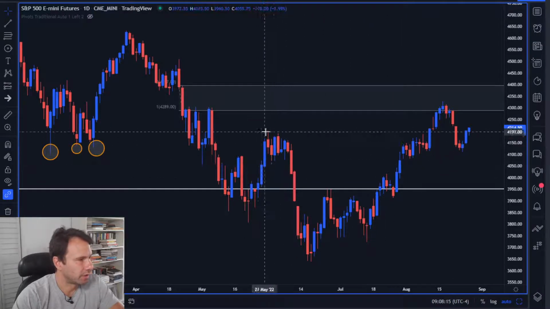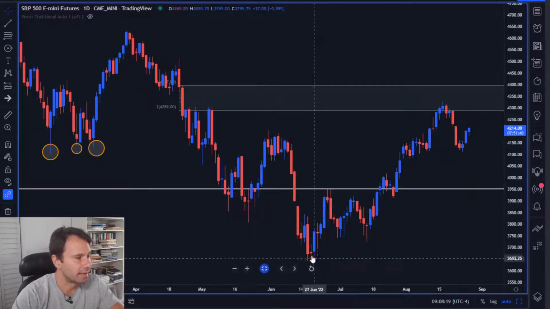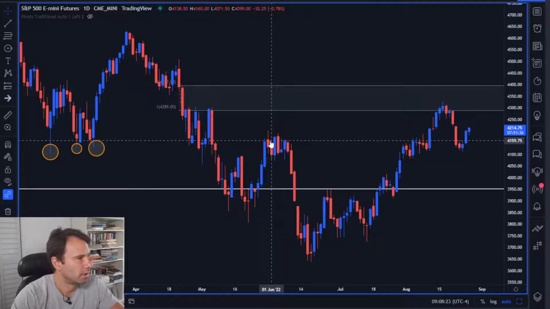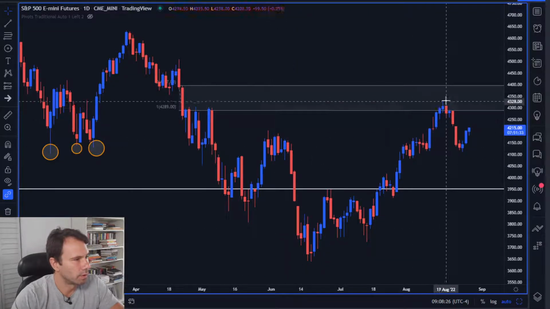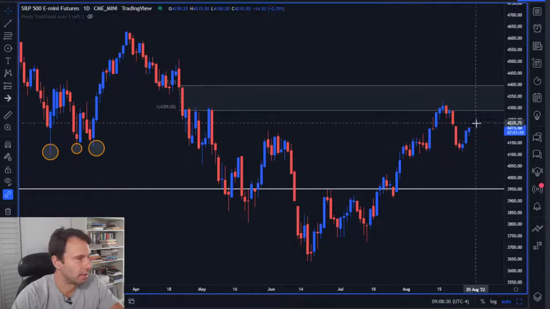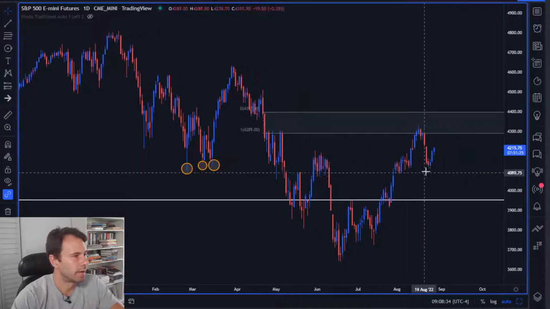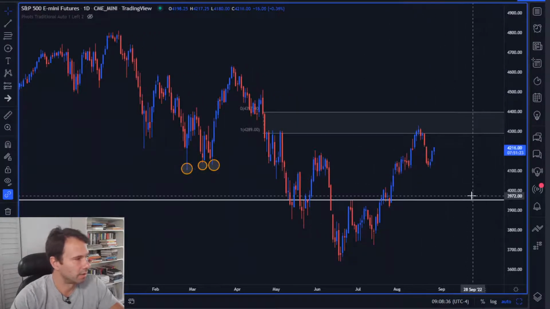Then we have this second pivot, which is a very important pivot because this one created the actual low for the markets. So here we broke to the upside. Now we're testing these areas and continuing going up, right? I do expect more upside in this thing.